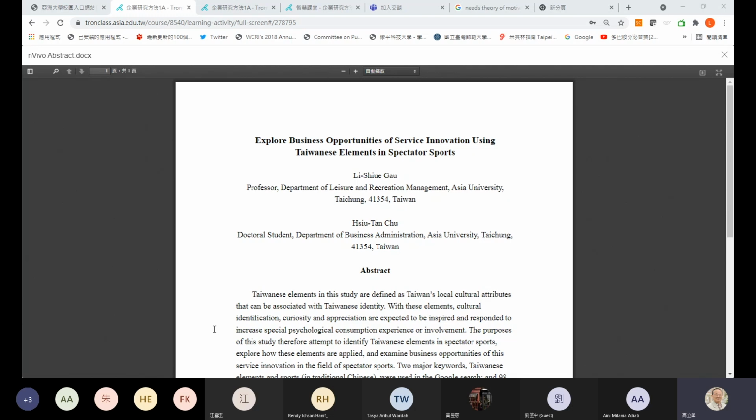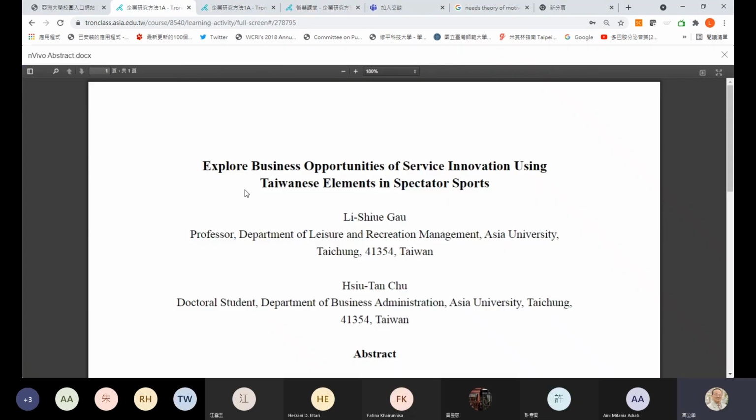When you do the literature review, when you read a paper, maybe this is a question you can ask to help you quickly catch the points of the paper. So I think the major concept is Taiwanese elements. Everyone here probably agrees with this one. Taiwanese elements is a major concept this study tries to examine.